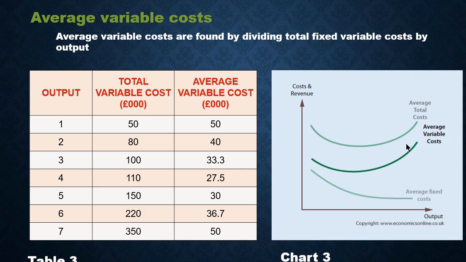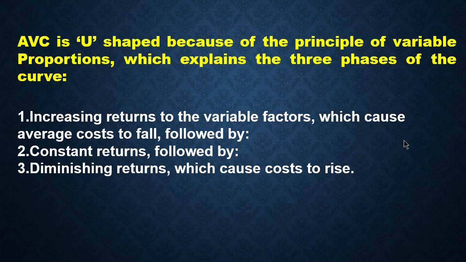Average variable cost is U-shaped because of the principle of variable proportions, which explains the three phases of the curve. Increasing returns to the variable factors cause average cost to fall, followed by constant returns, followed by diminishing returns, which cause the cost to rise again.